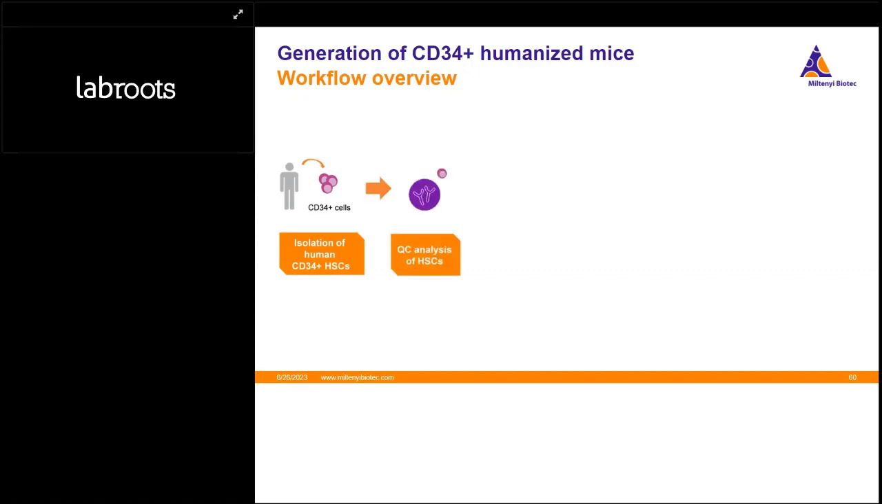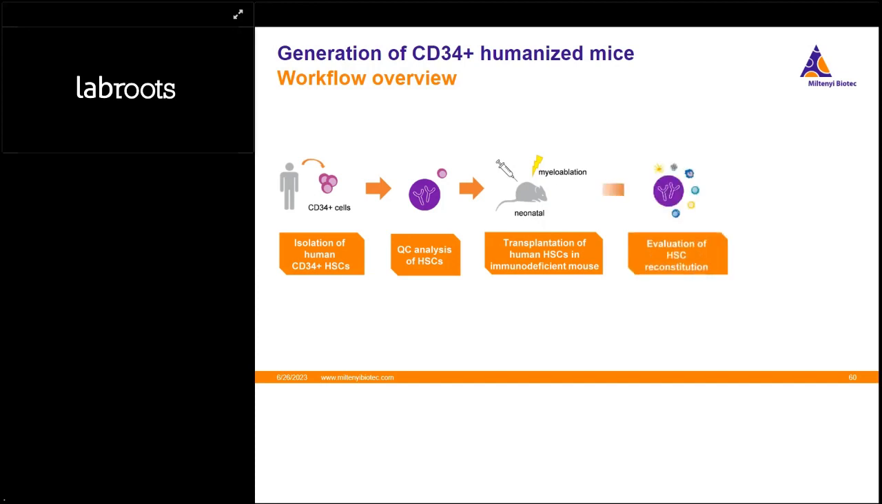We then do a quick analysis of the HSC to make sure that this is a purified HSC that we have. And then we inject that into the mouse that has been artificially made immunodeficient. And then we quickly evaluate the HSC reconstitution within the mouse body to see whether the whole immune system has been developed. And then we are basically finishing and confirming the generation of an HSC mouse.